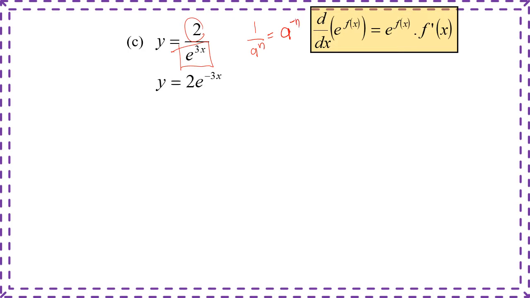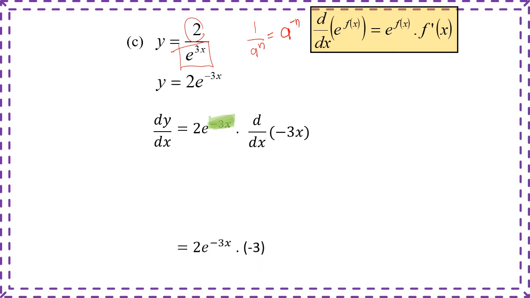So now we can differentiate it. So 2 is just a coefficient. So copy back everything. So dy/dx is equal to 2e to the power of negative 3x. And then differentiate the index here, the power here. So differentiate negative 3x. So what do we get for differentiation of negative 3x? Yes, it will be negative 3. So don't forget to simplify everything. Multiply the constant, these two constants. So we have negative 6 e to the power of negative 3x.